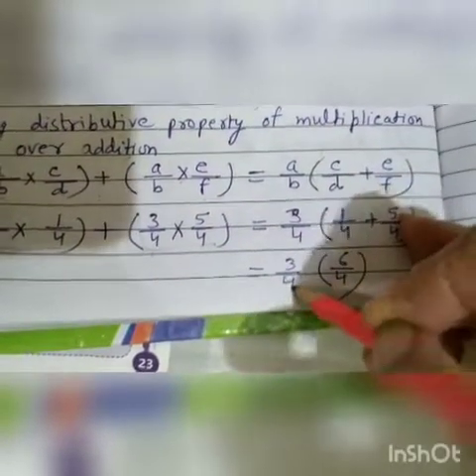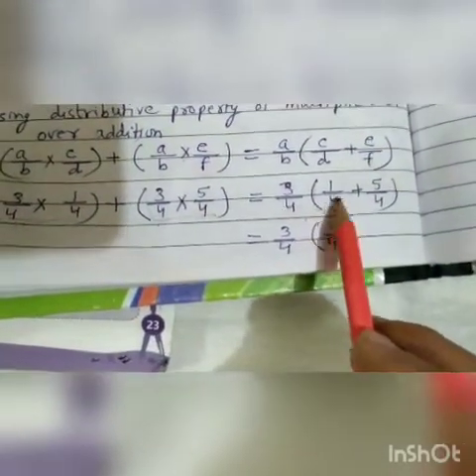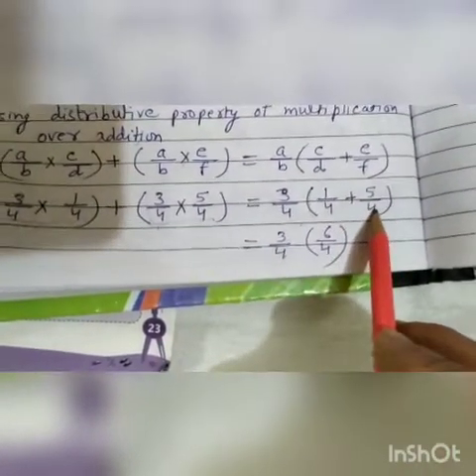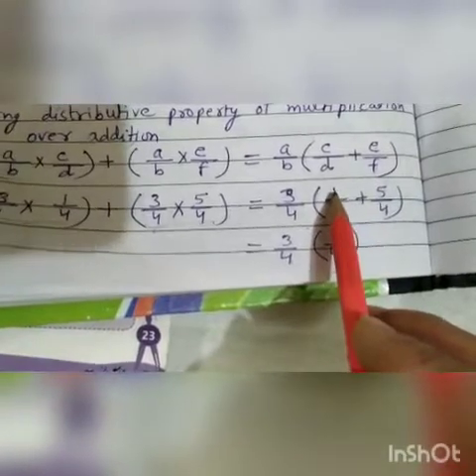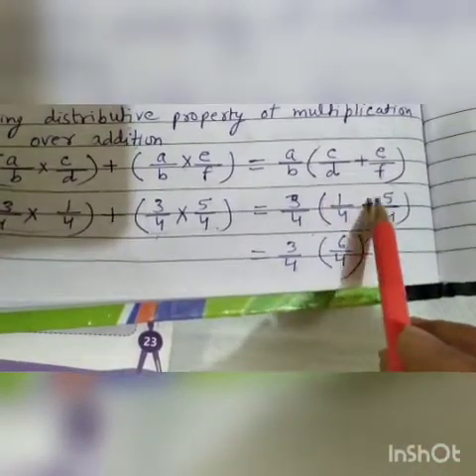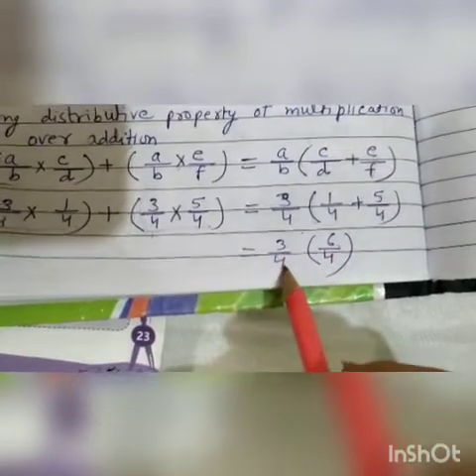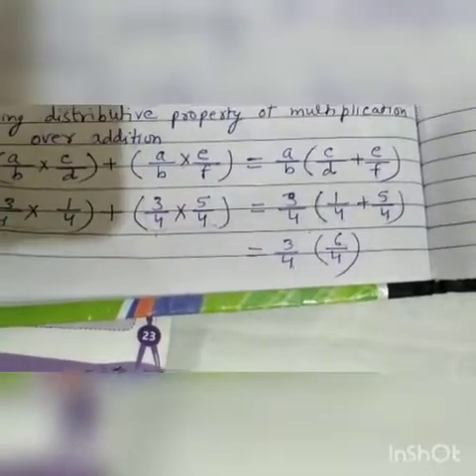Now this 3 upon 4. See, again both the denominators are same. Both the denominators are same. So we will solve it as 1 plus 5. 1 plus 5 means 6. So 3 upon 4 into 6 upon 4.